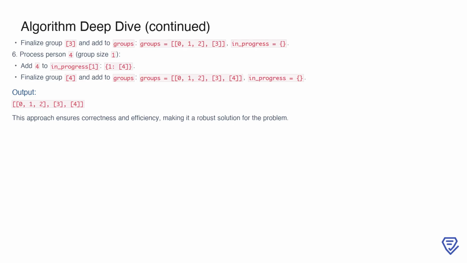Finally, once all individuals are processed, we ensure that every group is finalized and stored in the groups list. For example, after processing person 3 with group size 1, we add them to in_progress[1], resulting in {1: [3]}.